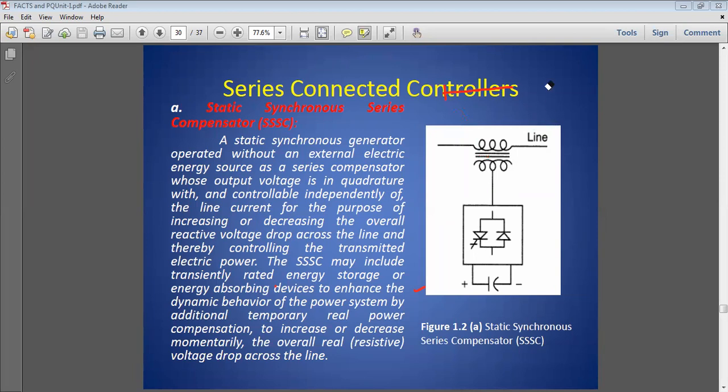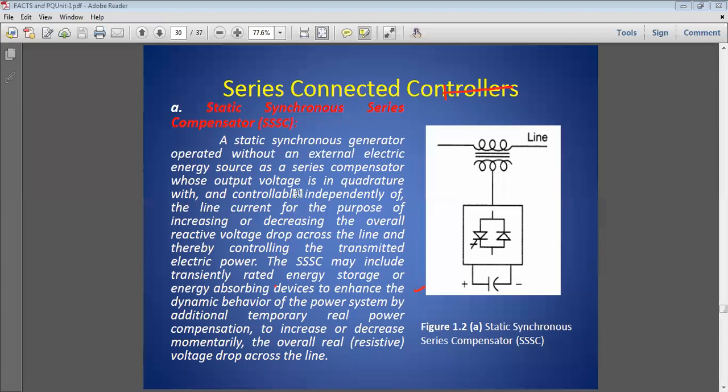This point is to be explained in detail. Similar to the STATCOM being connected in parallel, the series connected controller, or static synchronous series compensator, is connected in series with the transmission line. And it is found that in India, most of the FACTS devices connected in the existing transmission lines, and some projects which are going on for FACTS controllers, are also connected in series.